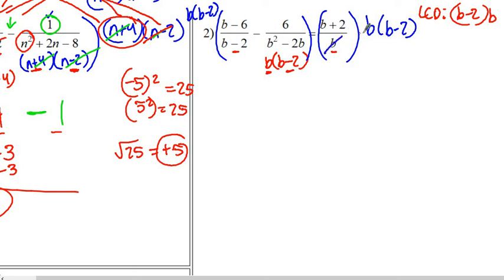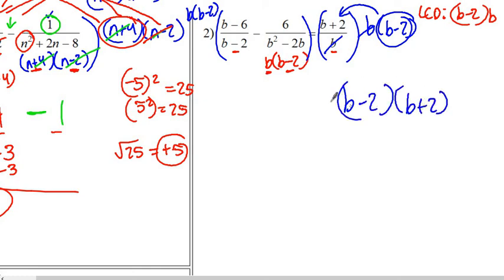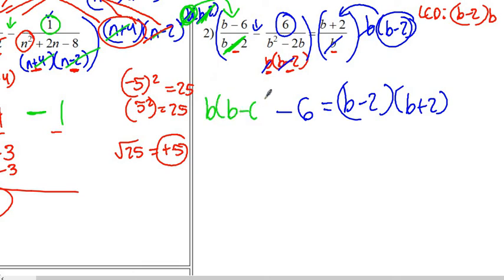Okay, now these b's will cancel and we're going to be left with b minus 2 times b plus 2 right there. And then same thing on the other side. B and b cancel. B minus 2, b minus 2 cancel. So all we're left with there is this minus 6. The b minus 2 will cancel with that b minus 2, but this b is still there, and it's getting multiplied by that. So now we can simplify this.